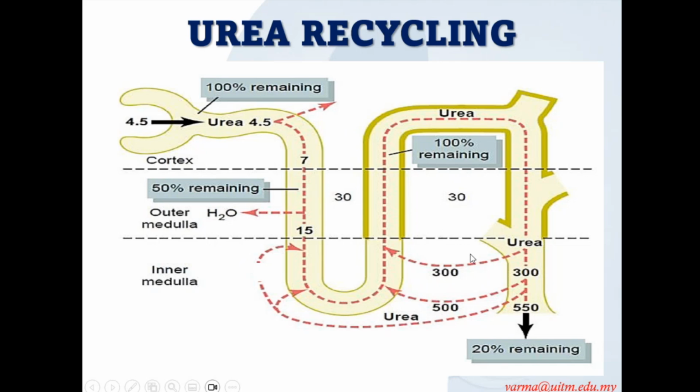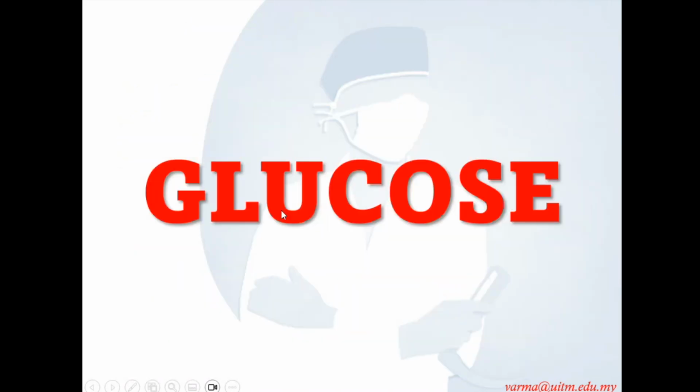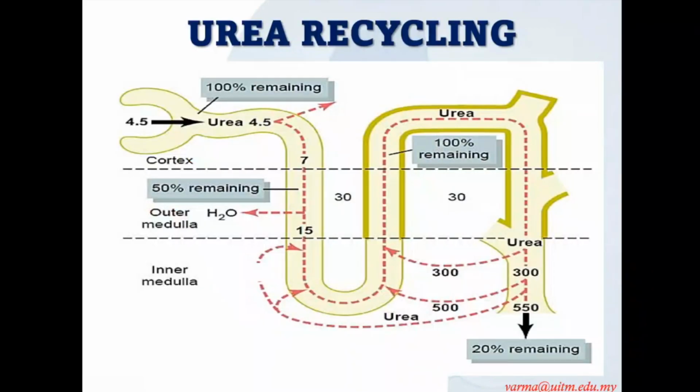Why is it important? When urea moves into the interstitial medulla, the hypertonicity here will draw water out from the collecting tubule. Again, when the urea moves in here, that will draw water from here to come inside here also. It is just recycling of urea to maintain the hypertonicity of the medulla. Okay, this much on urea recycling is enough.